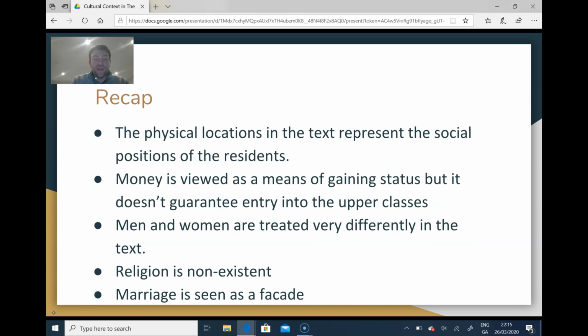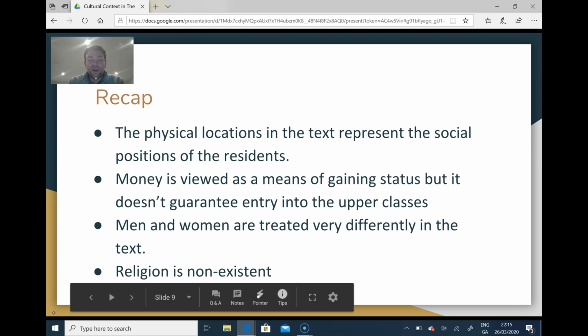Okay, so we're just going to recap. The physical locations in the text represent the social positions of the residents. Money is viewed as a means of gaining status, but it doesn't guarantee entry into the upper classes. Okay, so no matter how much money Gatsby gets, he can't enter Tom's club. Tom's a member of that club, and it's an elite club. You have to be there for a long time to get in.